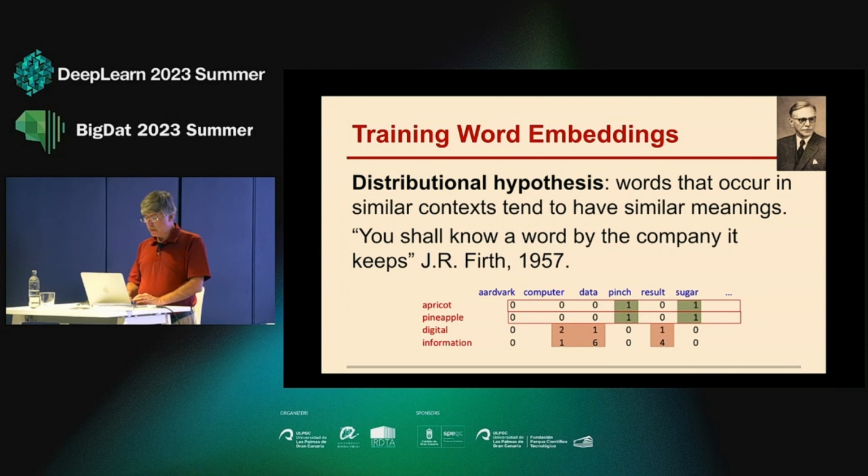But if we look at this kind of data, aardvark never occurred close to any of these words, which kind of makes sense. If we look at it, what words occurred close to digital? Well, data and computer and result occurred. Information occurred even more close to data and stuff like that. It should be clear that given a word co-occurrence matrix, this is going to tell you a lot about what the words mean. It tells you what company a word keeps.